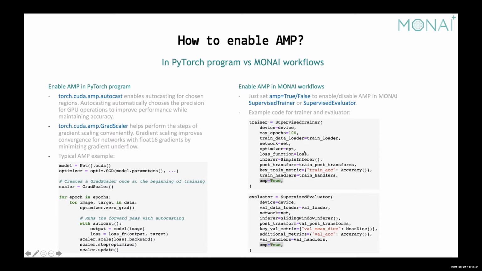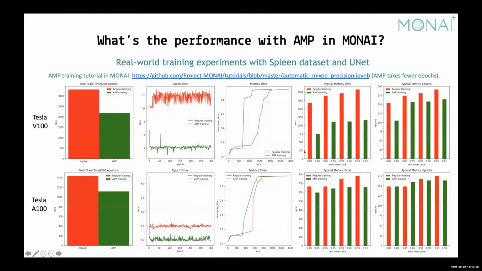So here are some test results of the AMP disabled and enabled on V100 GPU and A100 GPU. We can obviously accelerate the training when AMP is enabled. And with AMP, it even took fewer epochs to achieve the target metrics. Just like this chart shows, it uses fewer epochs.